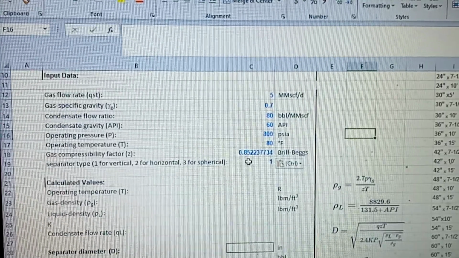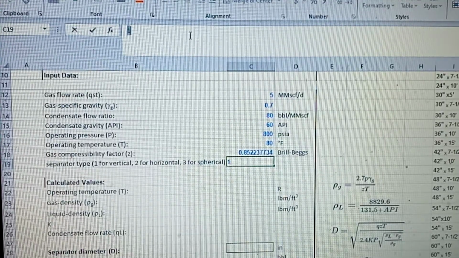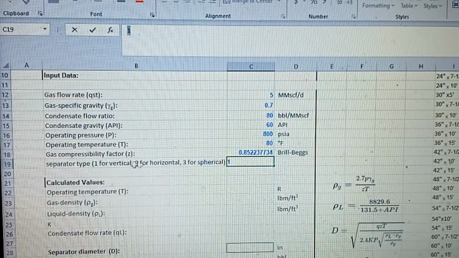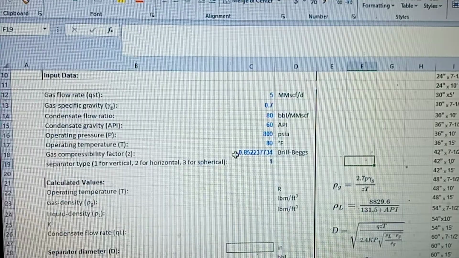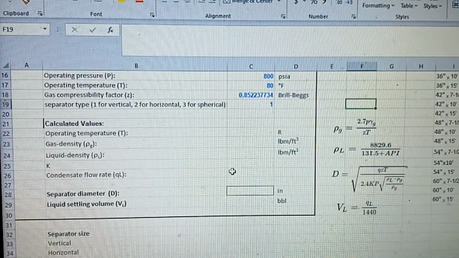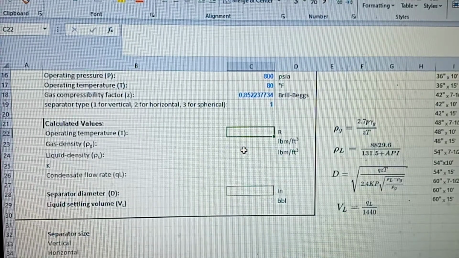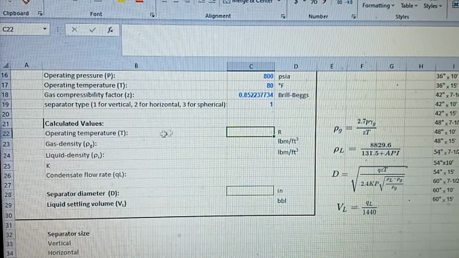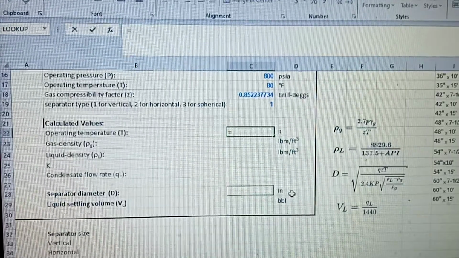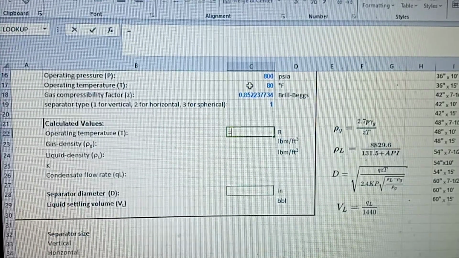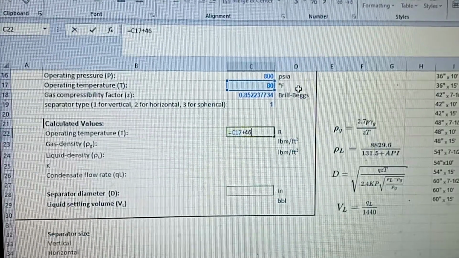Now here is where you select the type of separator you want to calculate for: 1 is for vertical, 2 is for horizontal, and 3 is for spherical. Just as we did for lab 8, we're going to have to put formulas in. In fact, you don't have many formulas to put here. The first one is the operating temperature. I want to express it in Rankine, so I click on the temperature here, then I put plus 460.